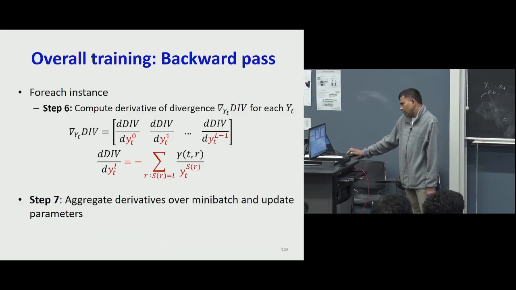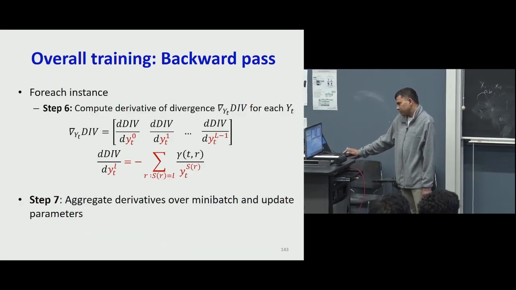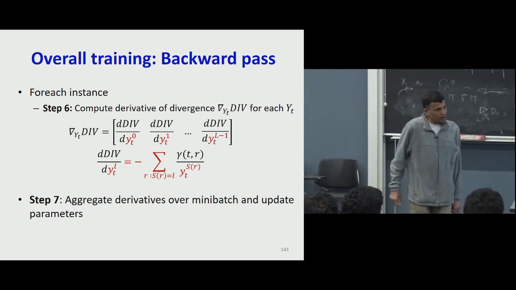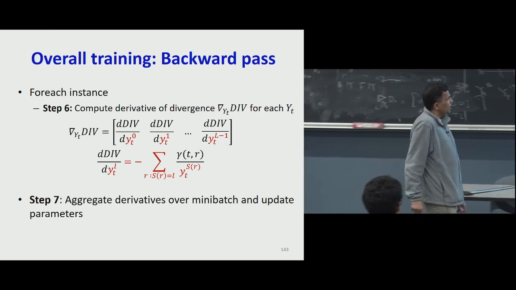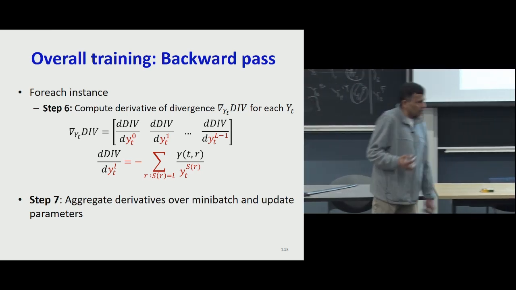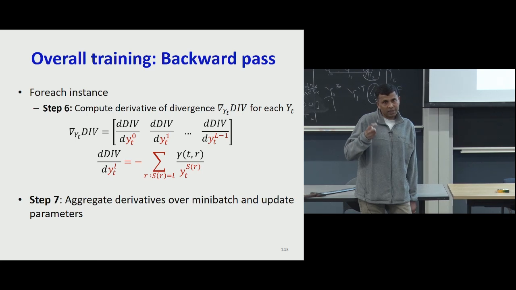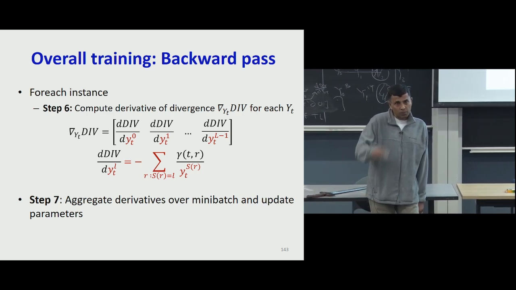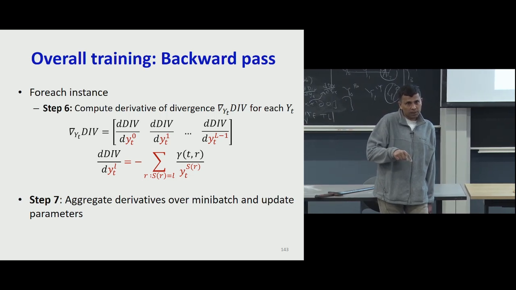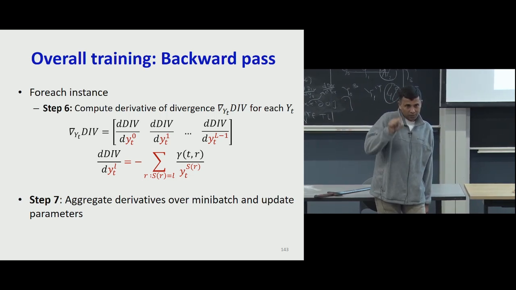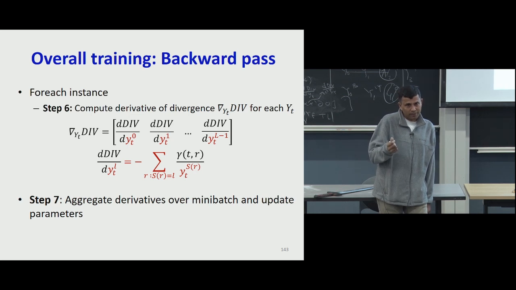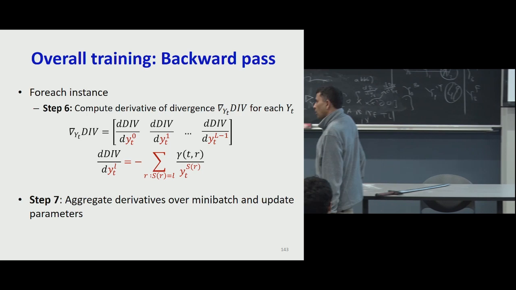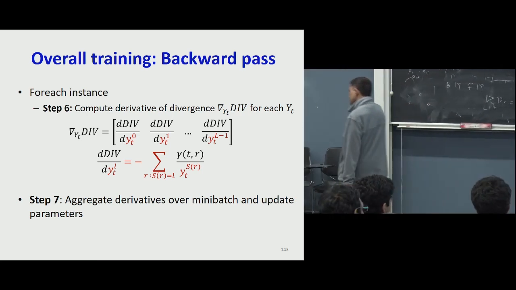This derivative, of course, is going to be the value that we just saw: the derivative of the divergence with respect to the probability assigned to any given symbol at any time is simply the sum of the gammas over all the rows that invoke that probability, divided by the probability. And this is for a single input. You'll be aggregating this for all of the inputs in your mini-batch and updating your parameters.